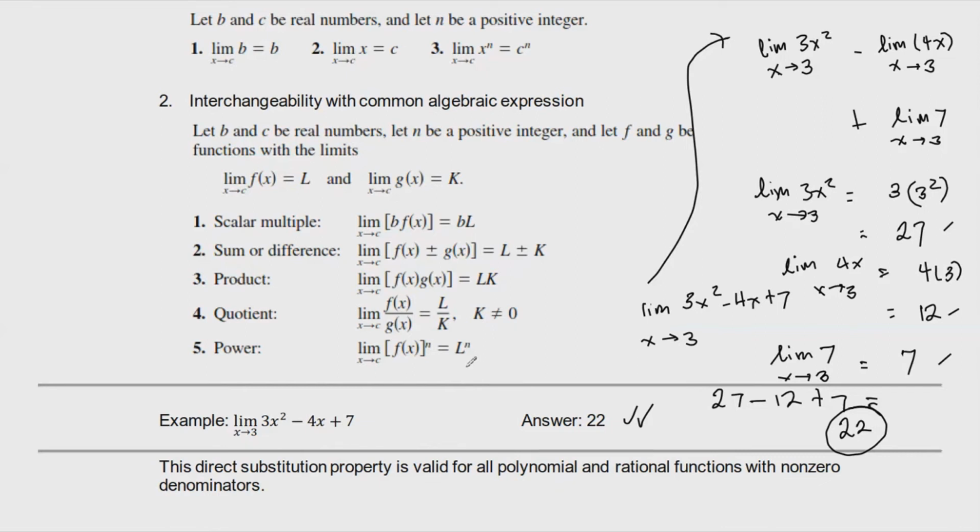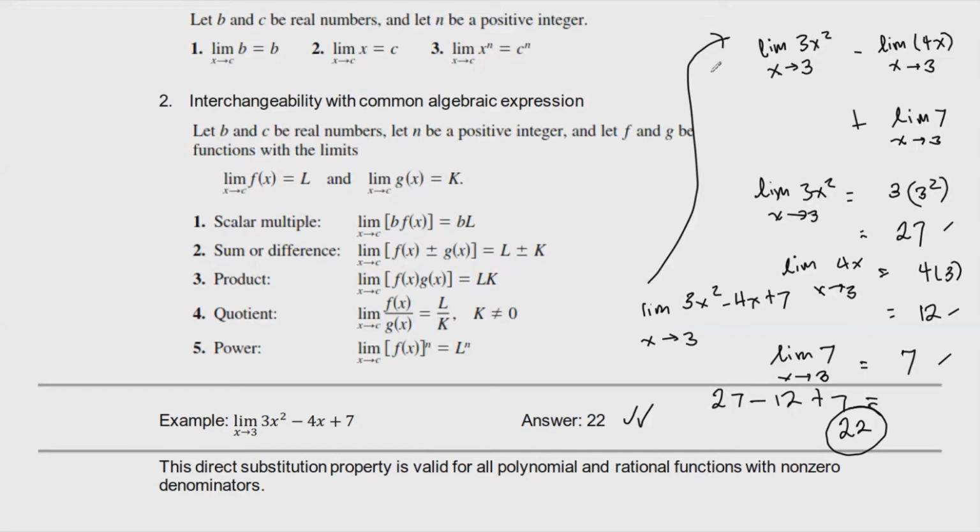So in short, what we're saying is that if we are given any kind of polynomial function that has a non-zero denominator, and of course disregarding all the discontinuities, you will always just substitute the value of c to that function, and then you will obtain the limit of that function. You can actually solve this using a shortcut by simply substituting the value of 3 here. What we get is just 3 times 3 squared minus 4 times 3 plus 7, and then what we get is 22. So that's how easy it is for polynomial functions when we evaluate limits.